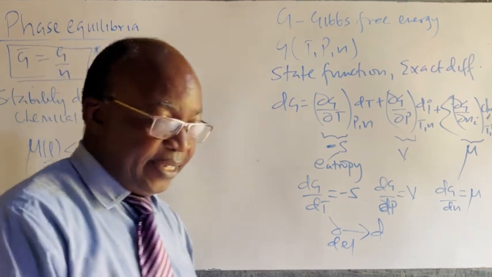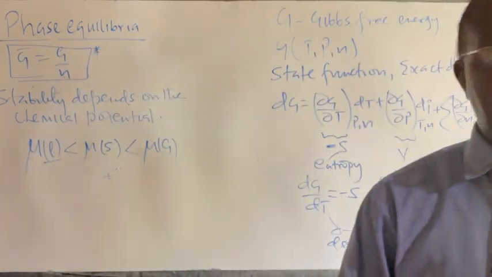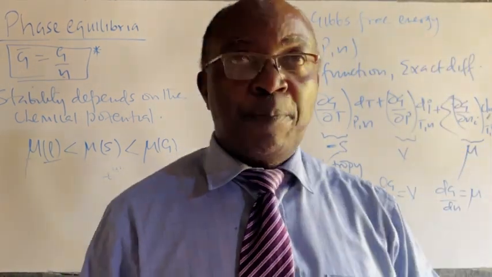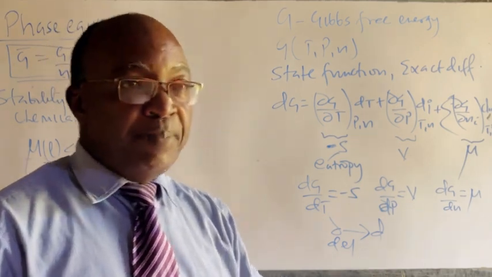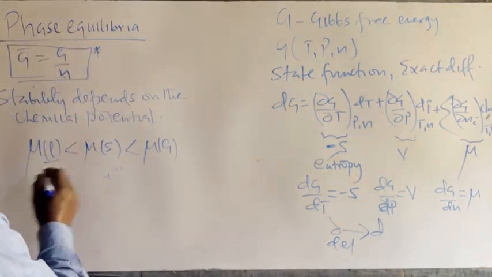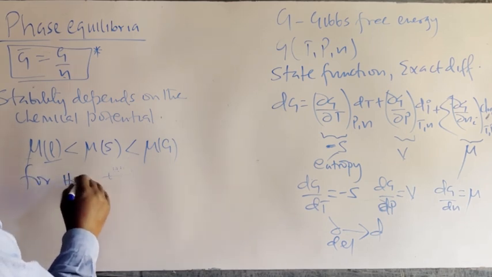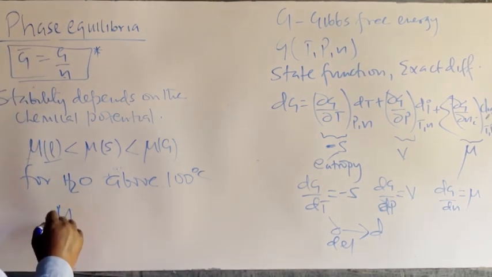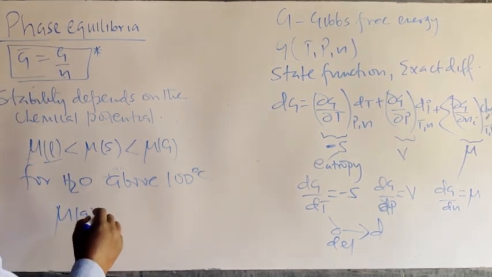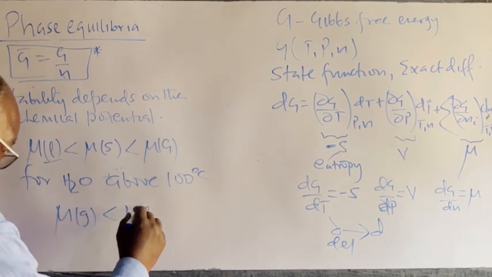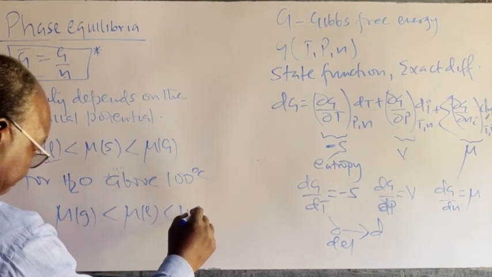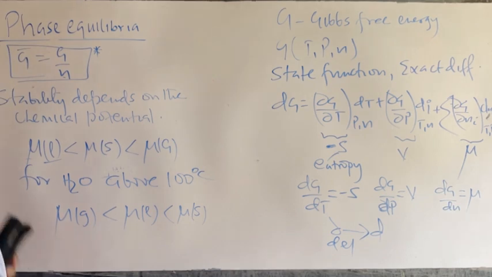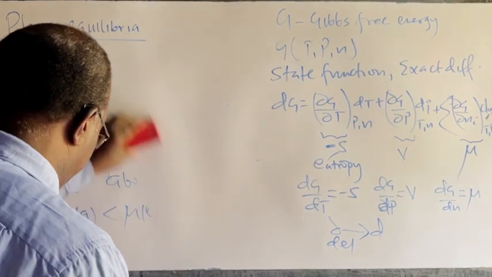If we are above 100 degrees centigrade, so that water vaporizes from liquid to vapor, then in that particular case, the chemical potential of the gaseous form of water will be less than the chemical potential of the liquid. That is, let's say for water above 100 degrees centigrade, the chemical potential of the gas phase will be less than the chemical potential of either the liquid or that of the solid. And you can illustrate this graphically so that you get the gist of this information. Let us look at it, illustrate it graphically.